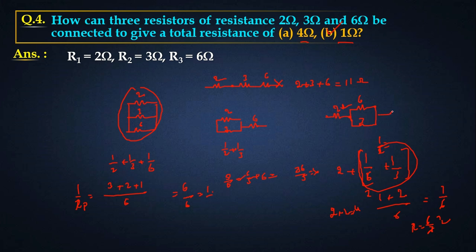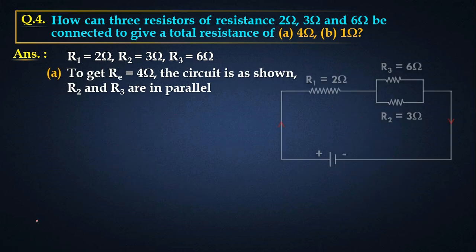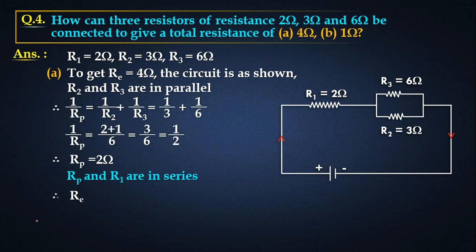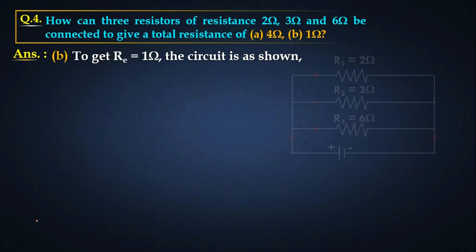So we have to connect this one circuit and this is another circuit. For the first part, we have to connect 6 and 3 in parallel and 2 in series. And for the second part, we have to connect all three in parallel. Is it clear? So here you can see that for the first part, to get R equivalent equal to 4 ohms, in the circuit as shown in the figure, R2 and R3 are in parallel. And for the second part, we have to connect all three in parallel.